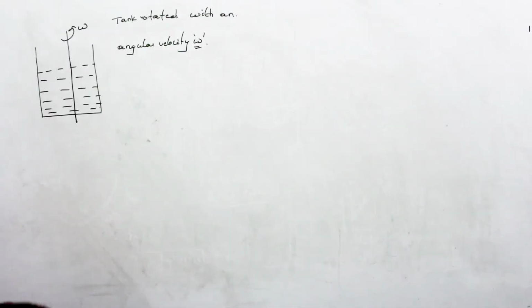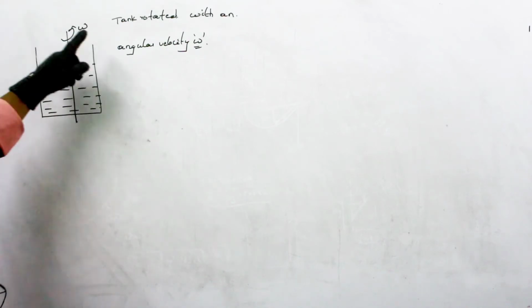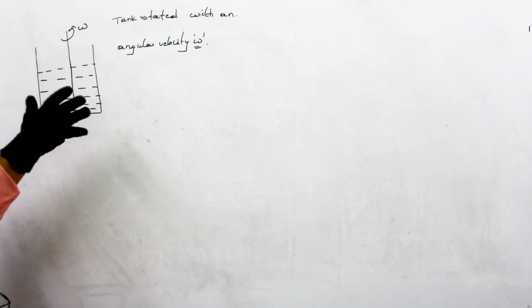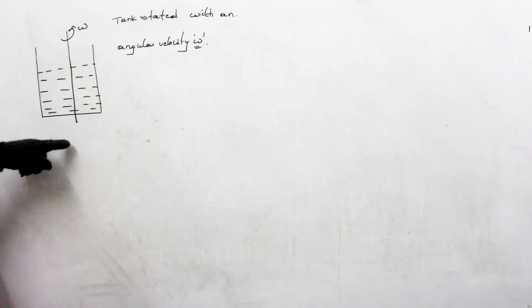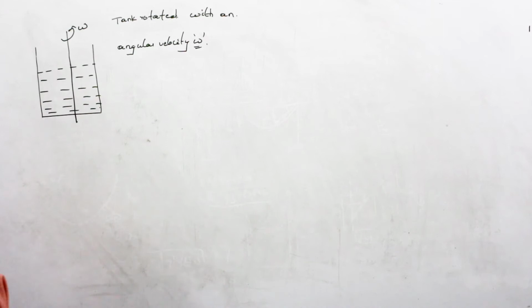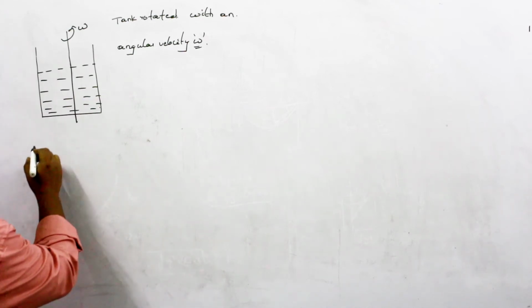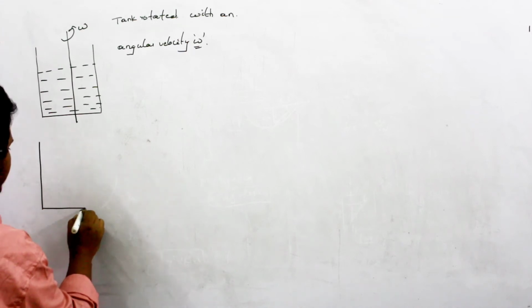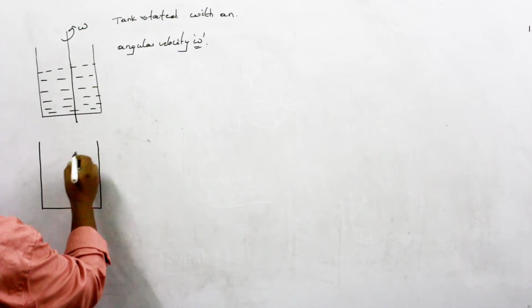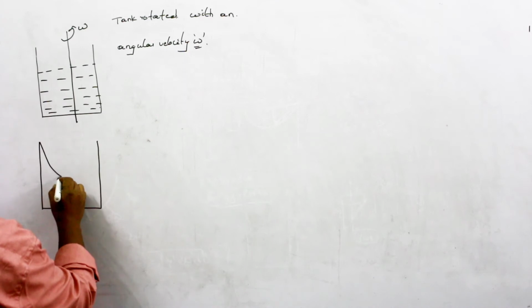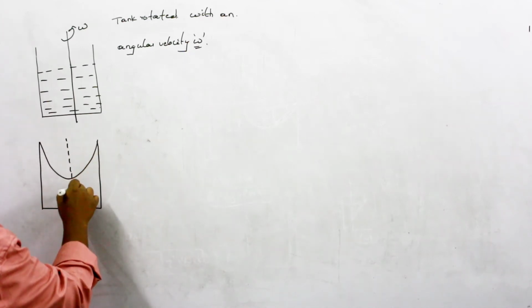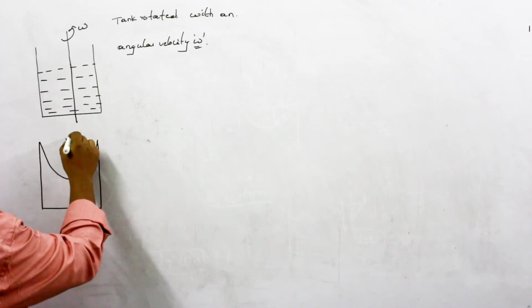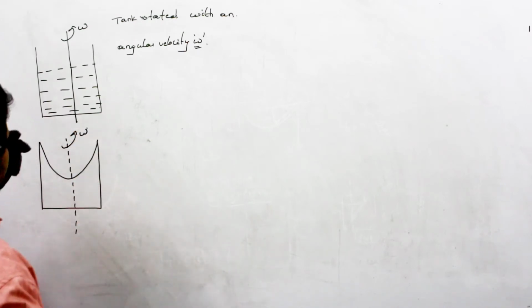Dear students, now let us see the condition of a tank rotated with an angular velocity omega. So this is a tank, and around this axis I want to rotate it with an angular velocity of omega. Then we see that the shape of the liquid formed will be like this. This is the axis around which this tank is rotating with an angular velocity of omega.